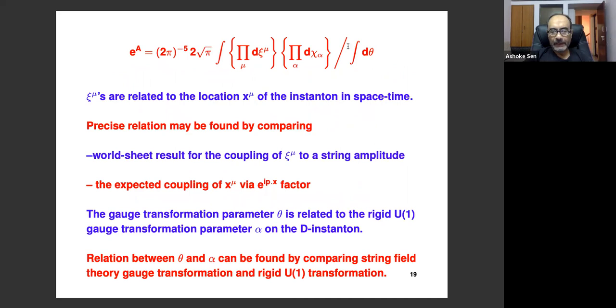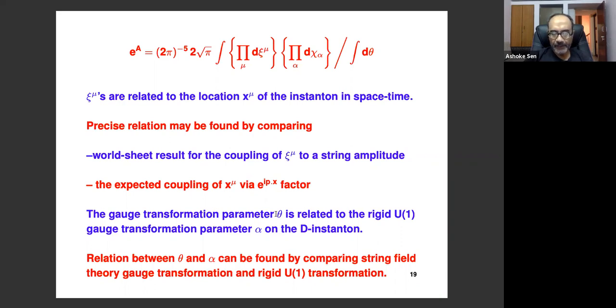Okay, so now we have to deal with this. We are left with the xi and chi alpha integrals. So I've already said earlier that xi mu's are related to the locations of the instanton in space-time. And we can find a precise relation by comparing the worldsheet result for the coupling of xi mu to a string amplitude, where the xi mu's come with definite vertex operators, with the expected coupling of x mu, which is actually the instanton position, to a string amplitude, because that dependence should come via e to the i p dot x. That p is the momentum carried by the flow strings. So by comparing these two amplitudes, you can find the relation between xi and x.